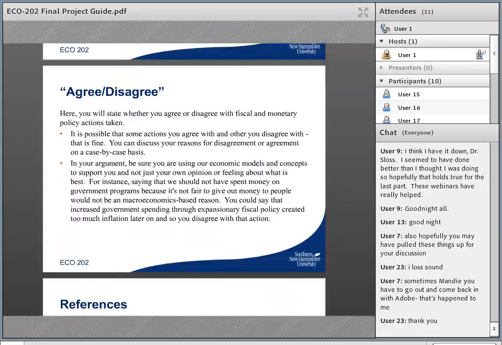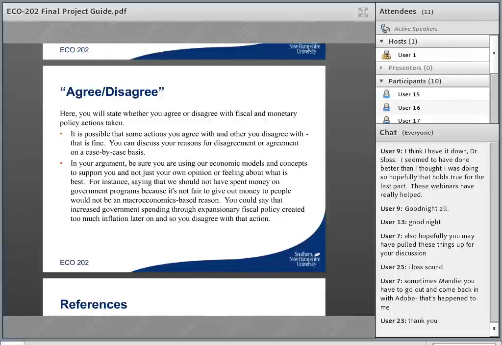And then the last one, so this is the very last element that you have to add, the fourth one. This is your chance to talk about what you think about all the stuff that happened in your 10-year period. So we call it the agree or disagree. So you're going to state whether you agree or disagree with the fiscal and monetary policy actions taken. Now, that's at least two different things. You know, there was monetary policy and there were fiscal policy actions.